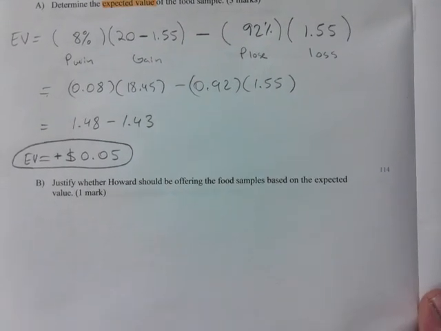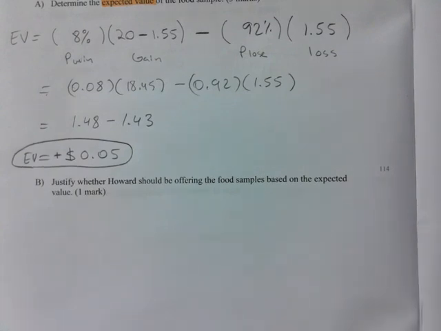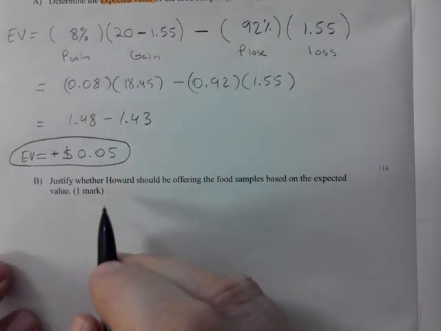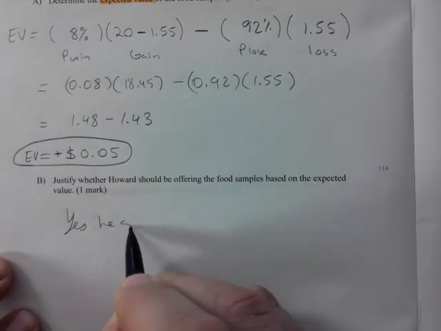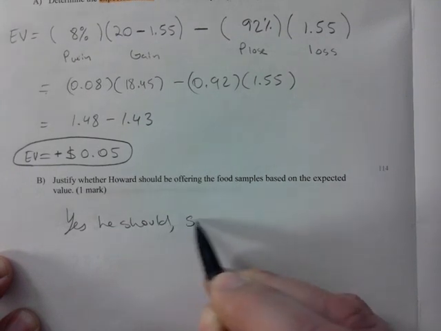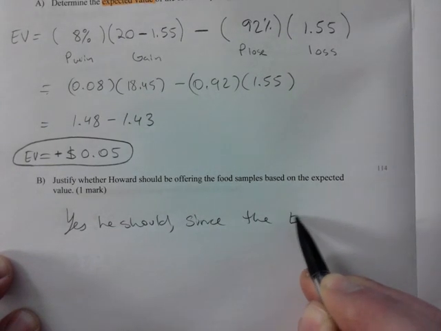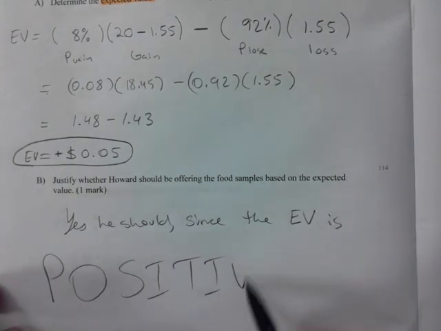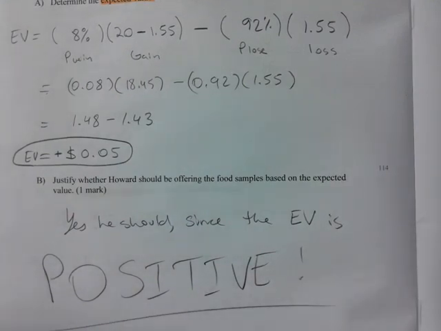Justify whether Howard should be offering the food samples based on the expected value. And you will say, yes. Why? It's positive. That's it. Don't tell me the number is big, the number is small. I don't care. They don't care. So I would say, yes, he should, comma, since the expected value is, there you go, positive.